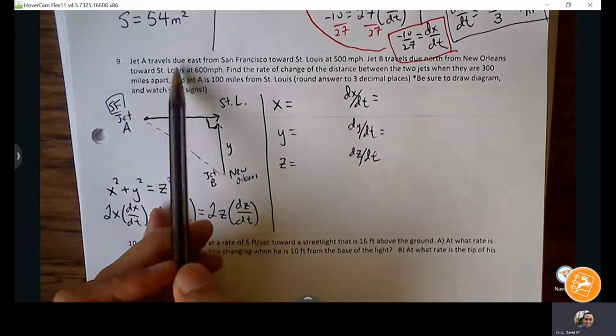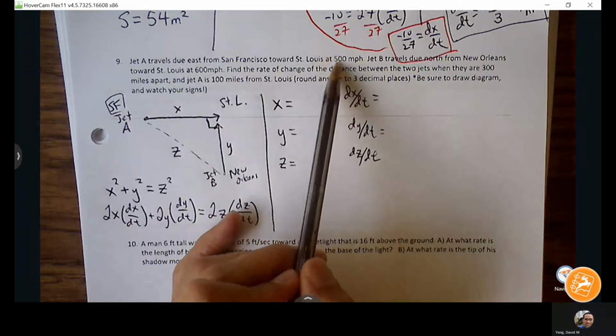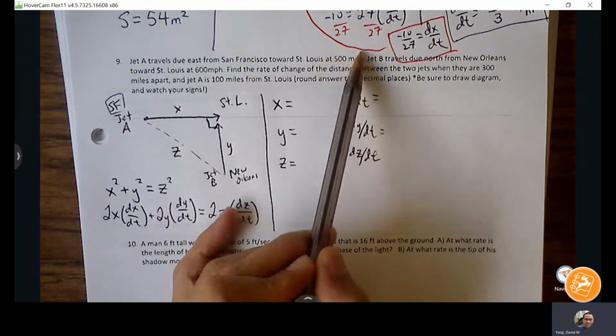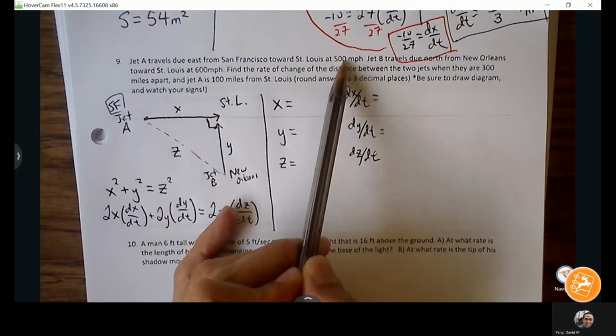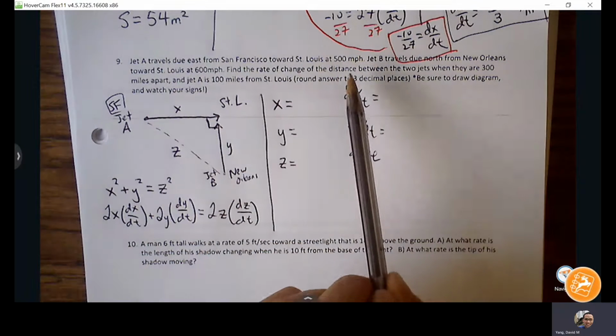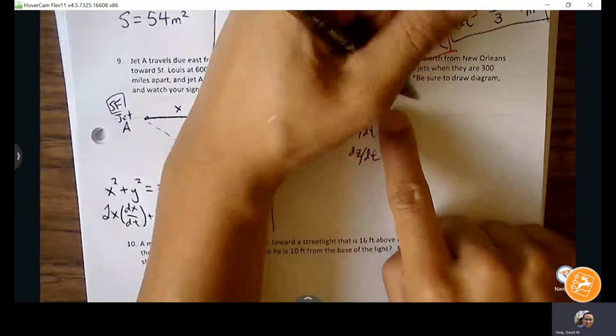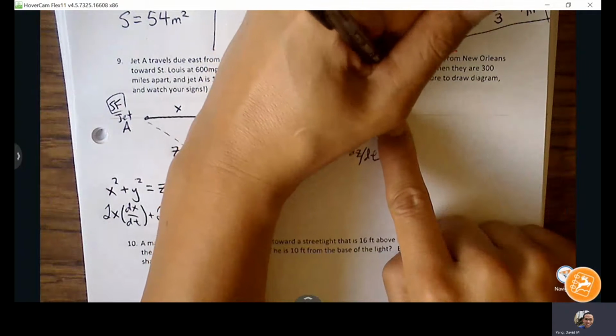Okay. Jet A travels due east from San Francisco towards St. Louis at 500 miles per hour. What number is that going to relate to? Okay, dx over dt. So we know it's 500, but we may have to make some adjustment. We'll just go ahead and put that there.